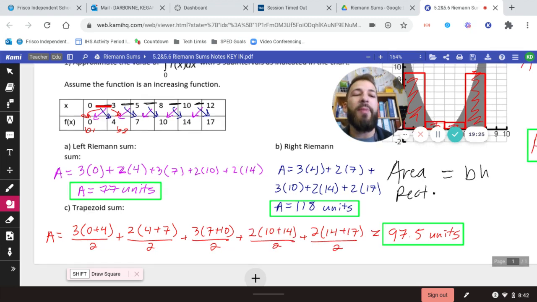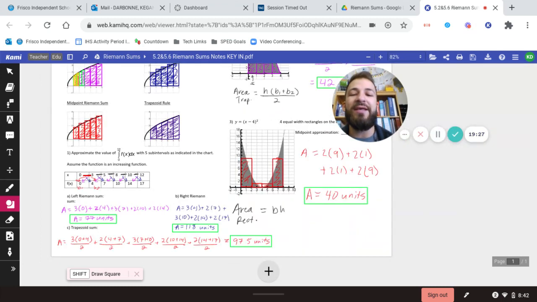So that's something to keep in mind with Riemann sums, y'all. But that is our intro to integrals. Next class, we'll dive a little bit deeper.